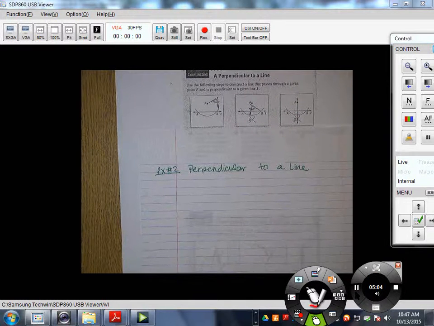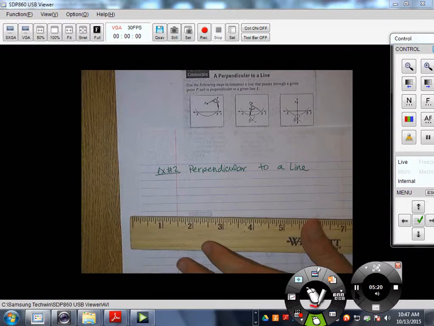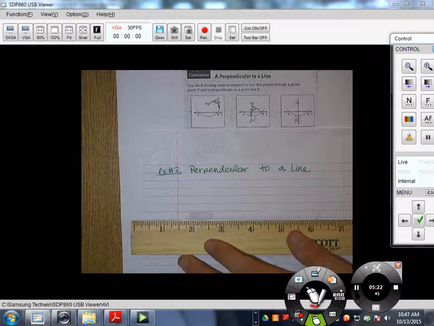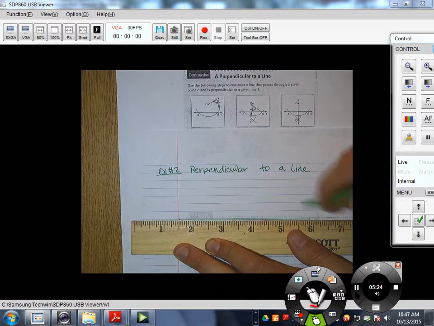All right, so the goal of this construction is to create something that is perpendicular to a line. So it may or may not be cutting it in half, but we want to make sure that it's perpendicular, okay? So if they wanted you to make something that was perpendicular to a line, they will have given you a line. So the problem would look like this.